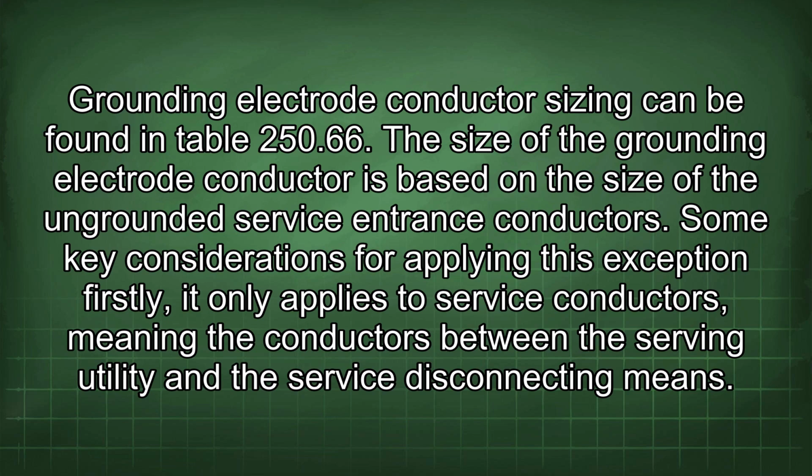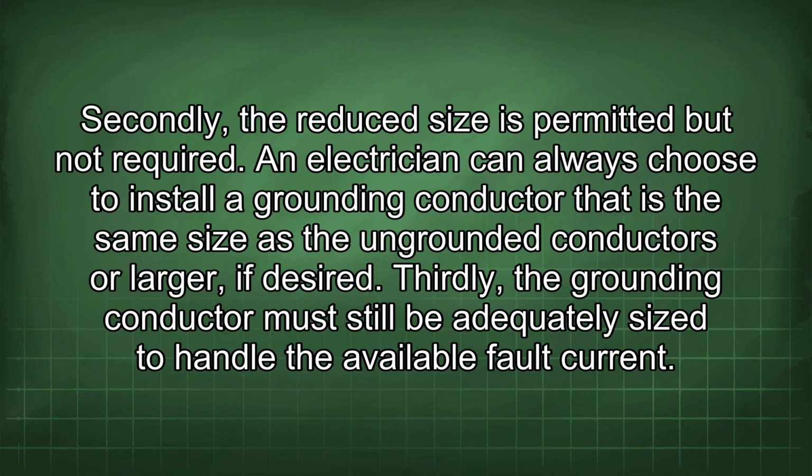Some key considerations for applying this exception: firstly, it only applies to service conductors, meaning the conductors between the serving utility and the service disconnecting means. Secondly, the reduced size is permitted but not required. An electrician can always choose to install a grounding conductor that is the same size as the ungrounded conductors or larger, if desired. Thirdly, the grounding conductor must still be adequately sized to handle the available fault current.